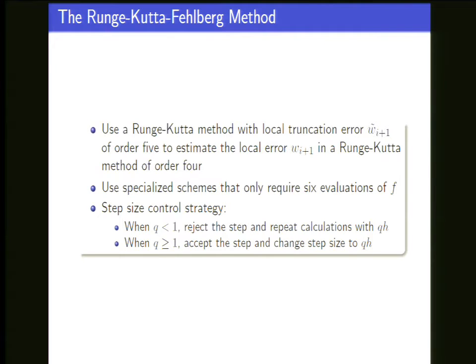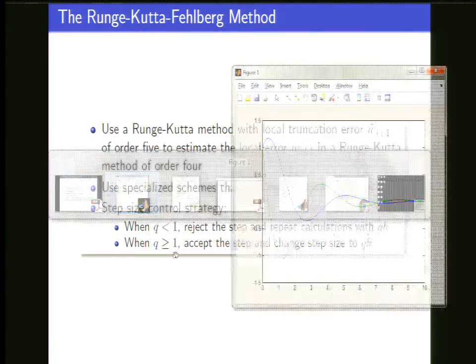If q is greater than 1, it wants you to increase the step size. Then you can accept the step. You took a too small step size, but it's fine. It's accurate. It's just too accurate. And then you change the step size. This is the method. Anyway, so here's how they did it in the book.